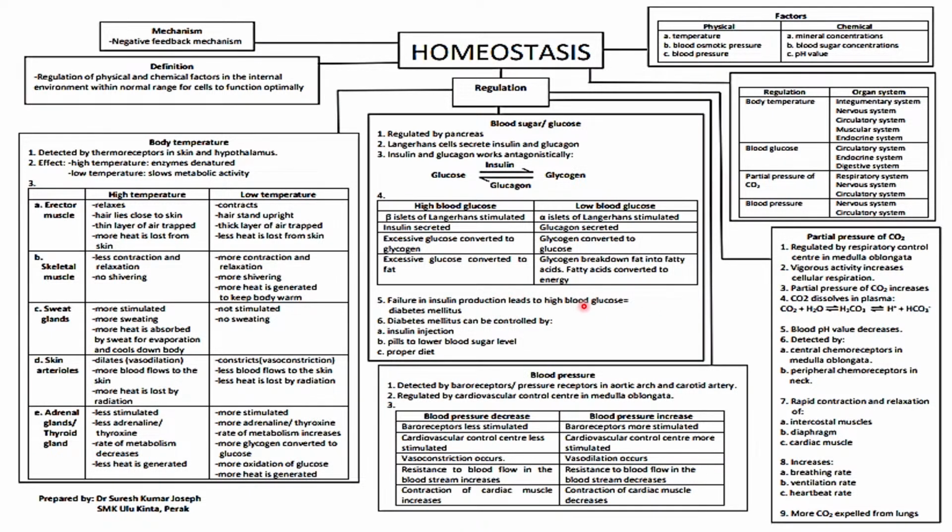So how can we control diabetes mellitus? One, by taking insulin injection, right? So that will help to regulate the high blood glucose level. Or you also can take pills to lower your blood sugar level. I think you know that. And the third one will be by following a proper diet.